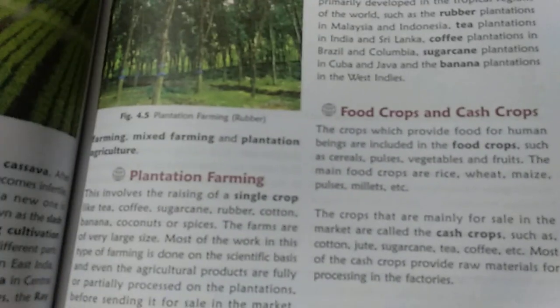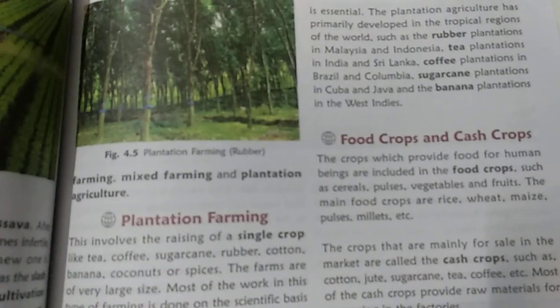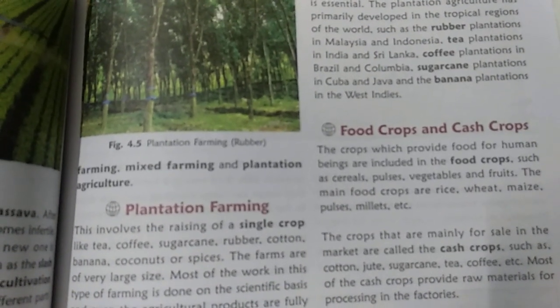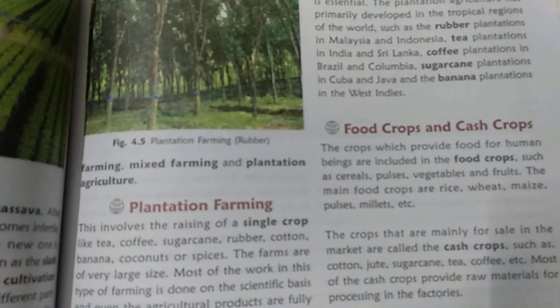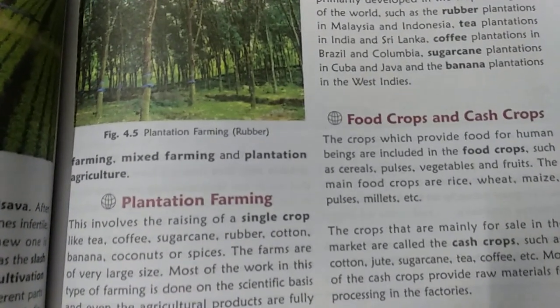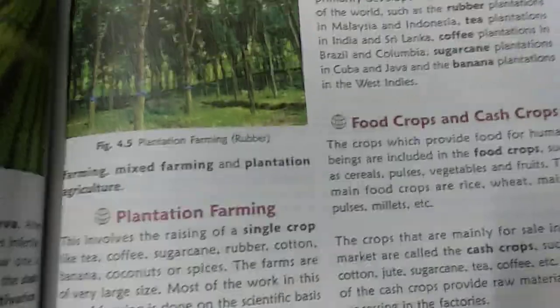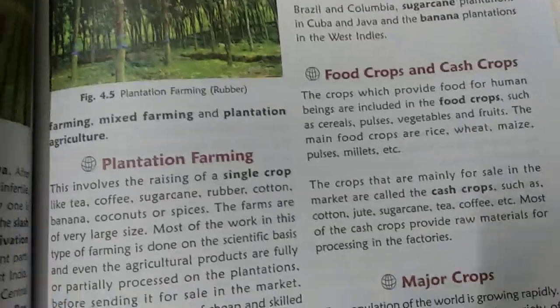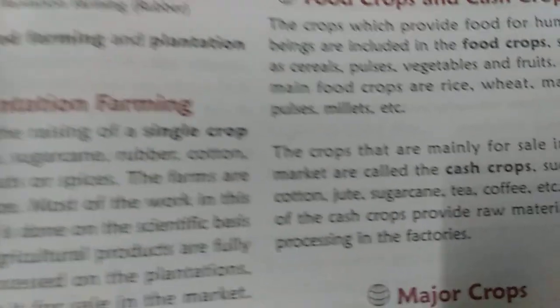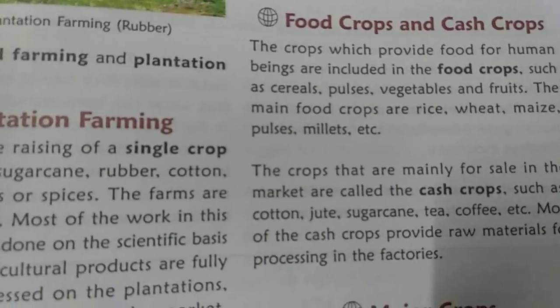Now, food crops and cash crops. What are food crops? Crops which are used by human beings for their daily use are known as food crops, like cereals, pulses, vegetables, fruits. The main food crops are rice, wheat, maize, pulses and millets. And cash crops, the crops that are mainly meant for selling in the market, are known as cash crops.